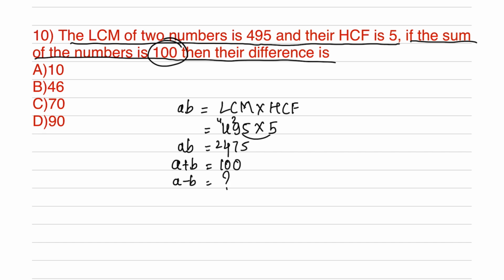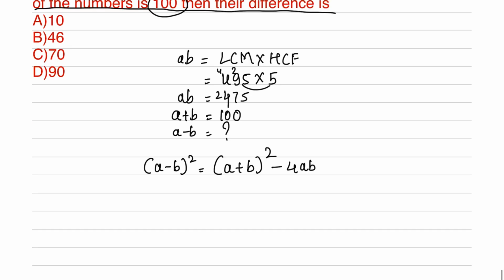See, I will tell you one formula. A minus B whole square equals A plus B whole square minus 4AB. How this formula came, if you want to know, then let me know in the comments. This is the derivation of A plus B whole square and A minus B whole square. If you want to know the derivation, then let me know in the comment section so that I will tell you in the next video. But remember this formula, very important.